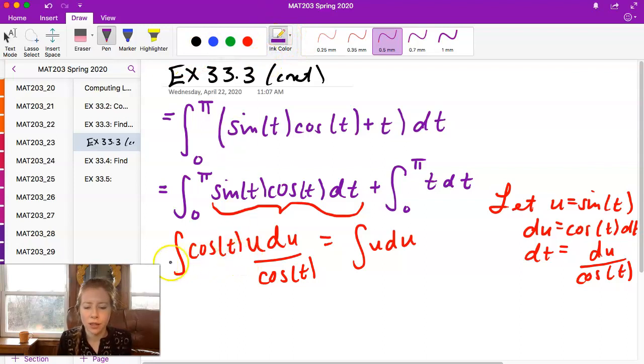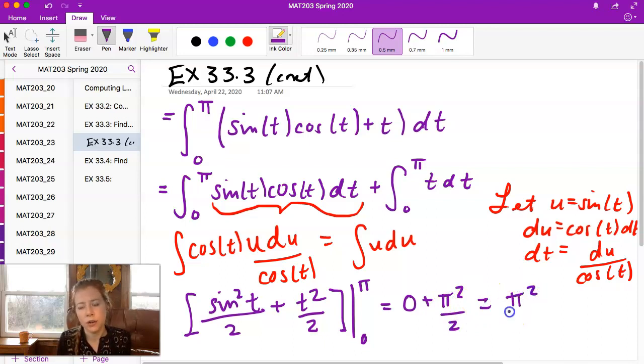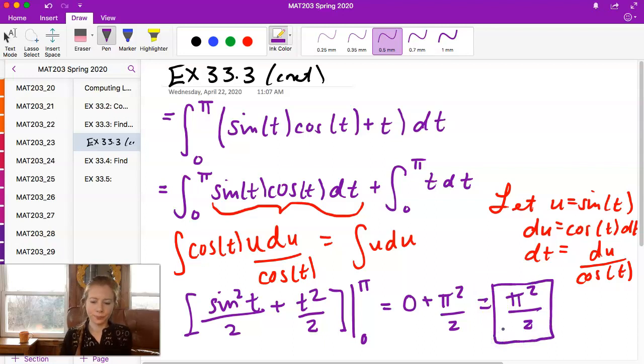So we end up with u squared over 2, which is going to give us sine squared t over 2. Plus, then we want to integrate this piece right here, and that's going to give us t squared over 2. And we're going to go from 0 to pi, which is going to give us 0 plus pi squared over 2, which is just going to be pi squared over 2. Okay, so that's it with that one.